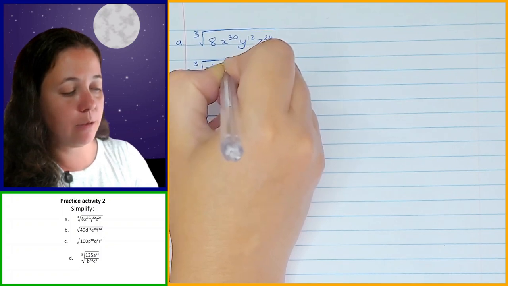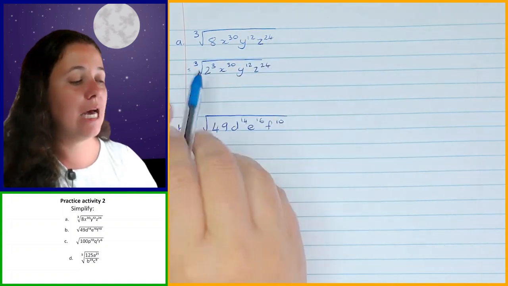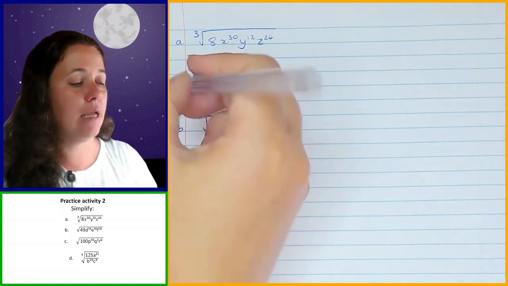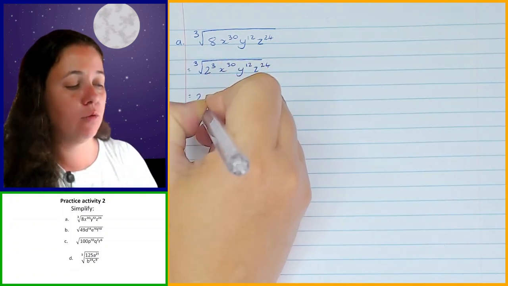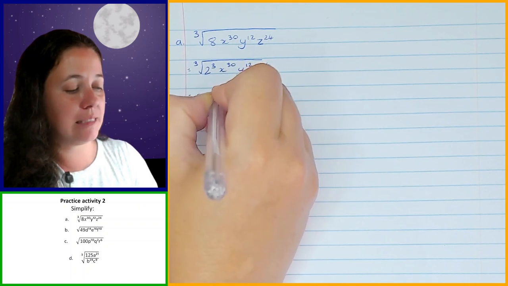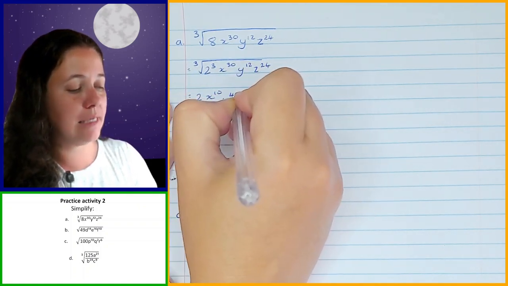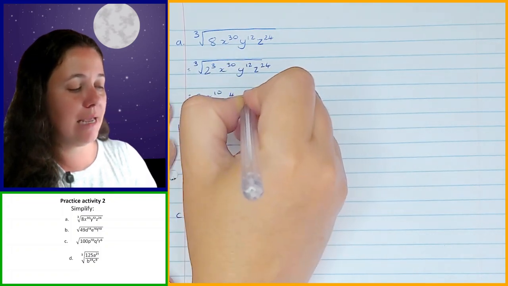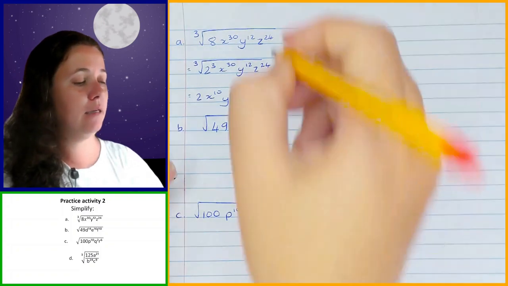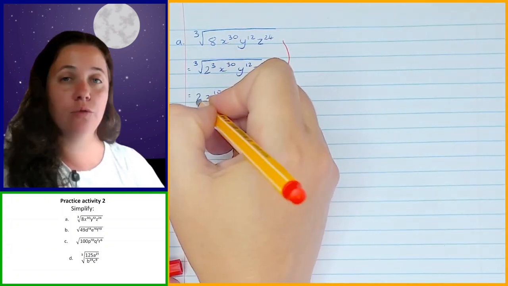That is x to the power of 30, y to the power of 12, z to the power of 24. Now I can apply my rule and say I'm dividing all of the exponents by 3. So that gives me 2 to the power of 1, or just 2. x to the power of 30 divided by 3 is 10. y to the power of 12 divided by 3 is 4. And z to the power of 24 divided by 3 is 8. So that's what we should have got for question A. Now, like I said, you could have gone straight from here to here by saying the cube root of 8 is 2.